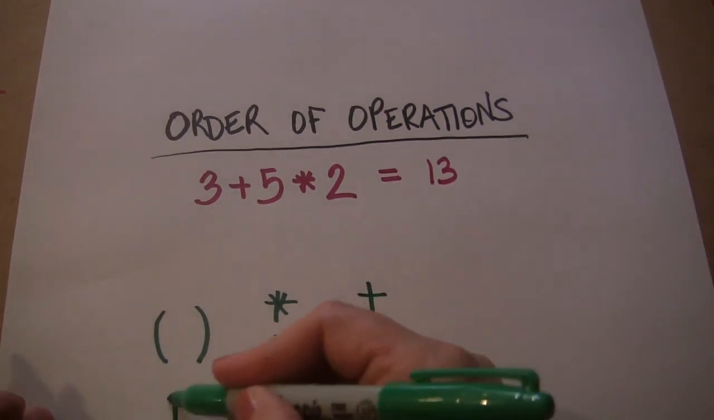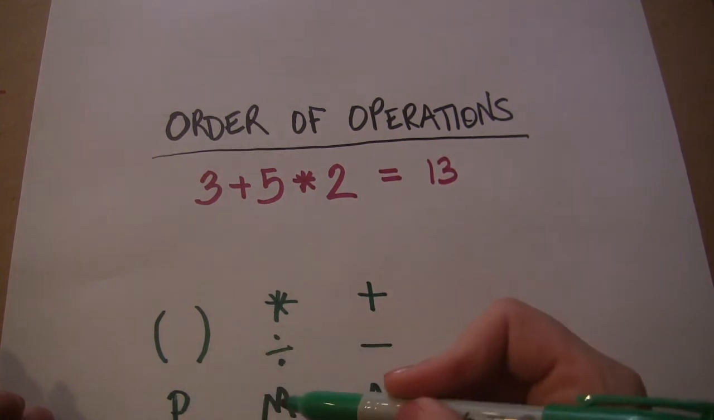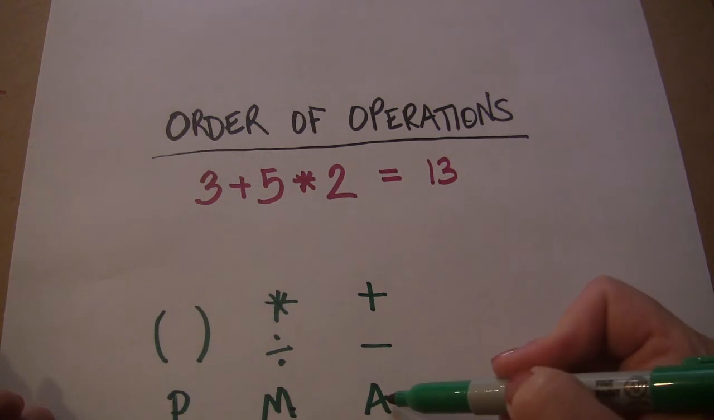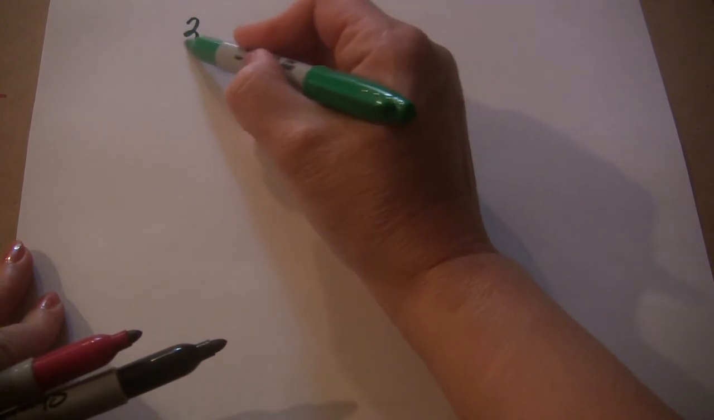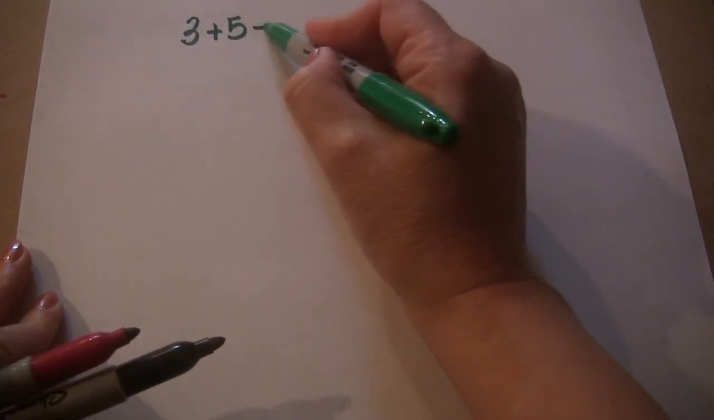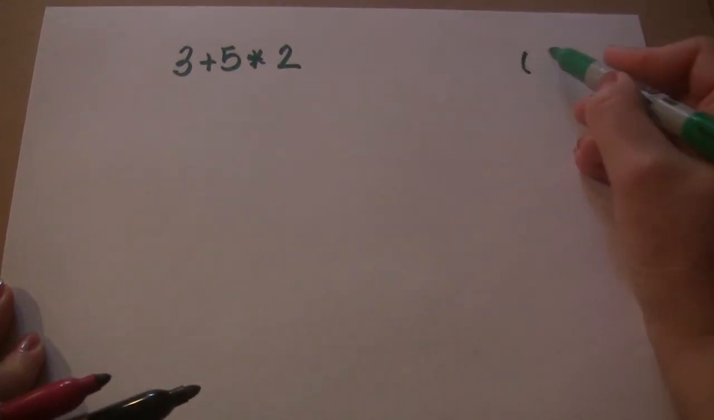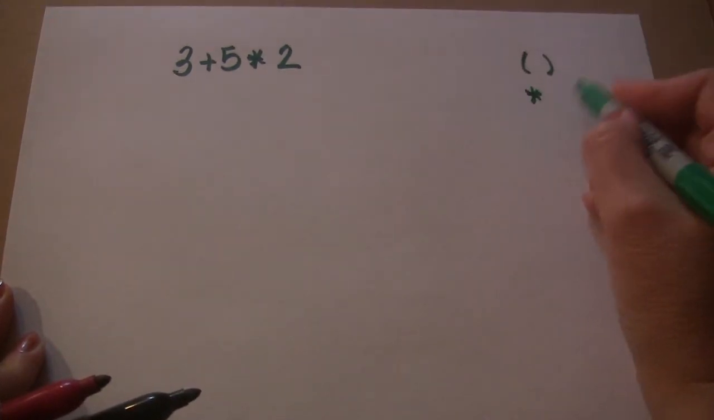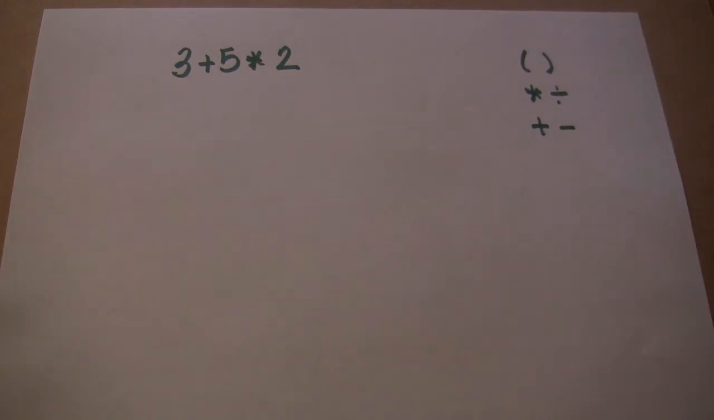You can remember this: P, M, A. That's parentheses, multiplying, and adding. Okay, so let's take a look at how this works with that same problem we just did. So here we have 3 plus 5 times 2. And remember, we're going to be looking for parentheses, multiplying and dividing, and then adding and subtracting. Those are our 3 steps.